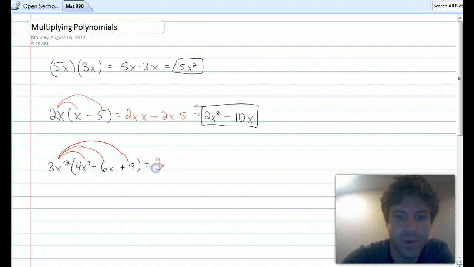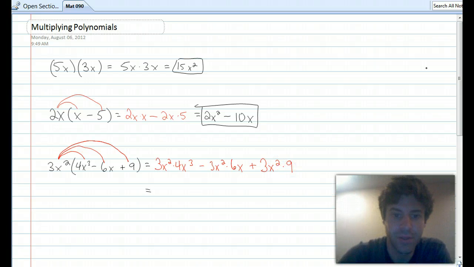We have 3x squared times 4x cubed. We're going to subtract 3x squared times a 6x. And we're going to add, because there's a plus here, 3x squared times 9.